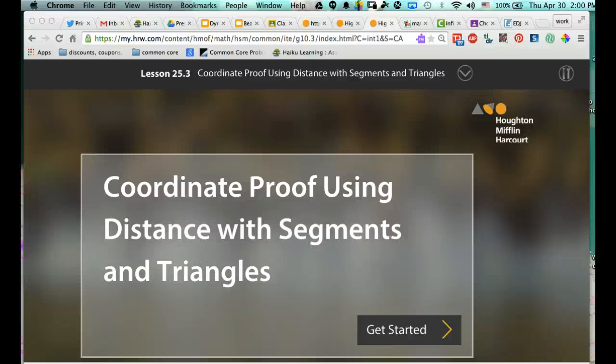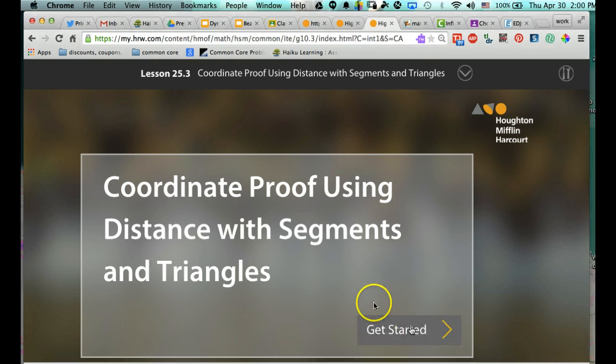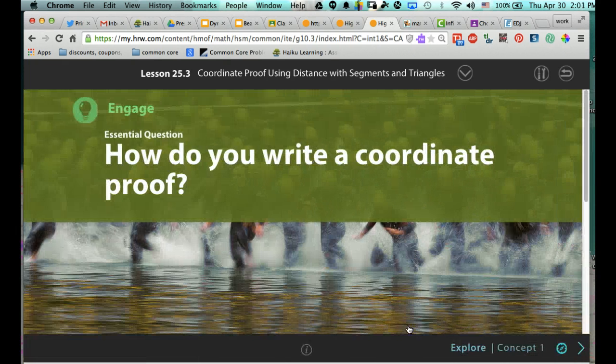Okay, guys, so we're learning module 25.3. So go ahead and write this. This is your topic, coordinate proof using distance with segments and triangles. So we're going to take more than one day to learn this lesson. For those of you who are in Avid, please go ahead and write down the essential question. That would be, how do you write a coordinate proof?